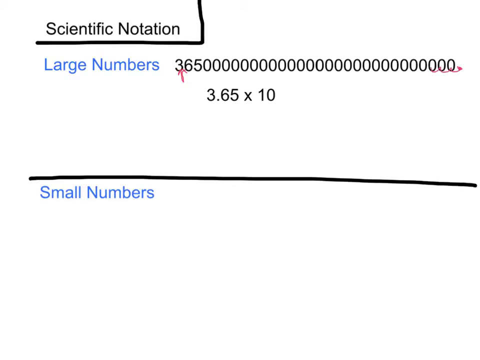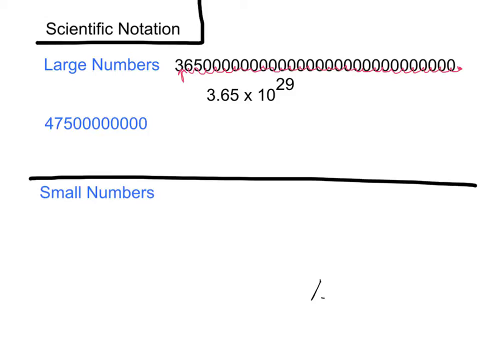1, 2, 3, 4, 5, 6, 7, 8, 9, 10, 11, 12, 13, 14, 15, 16, 17, 18, 19, 20, 21, 22, 23, 24, 25, 26, 27, 28, 29. So I have 29 places that I need to move, so I put that power of 10 to the 29th. That tells me I've got 29 places that I need to add after that.